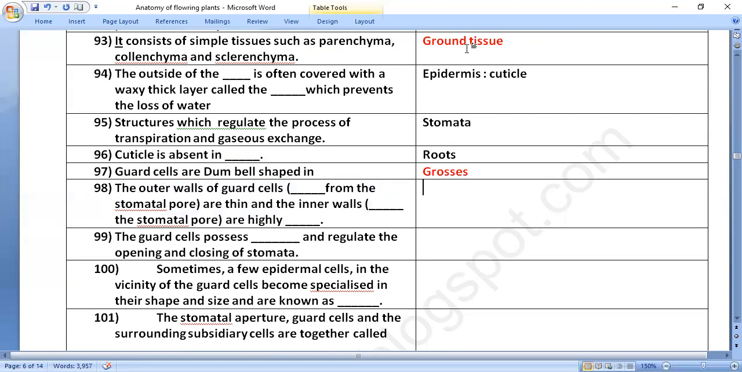The outer walls of guard cells, which are away from the stomatal pore, are thin, and the inner walls, towards the stomatal pore, are highly thickened. The guard cells possess chloroplasts and regulate the opening and closing of stomata.